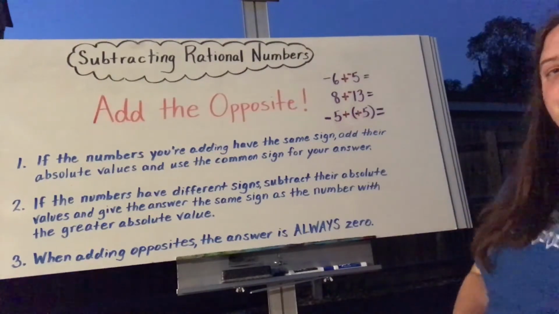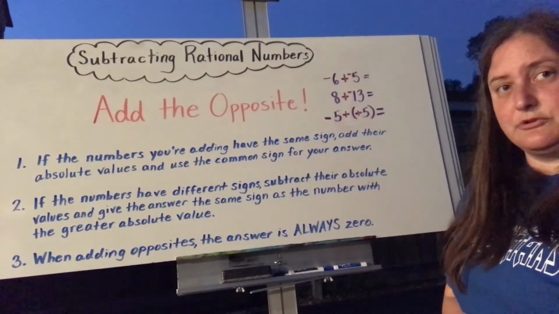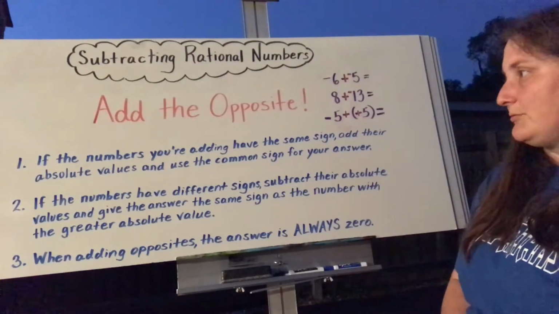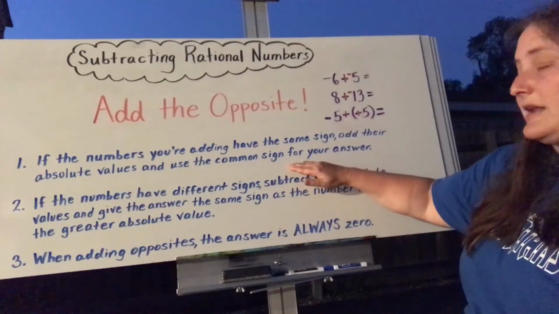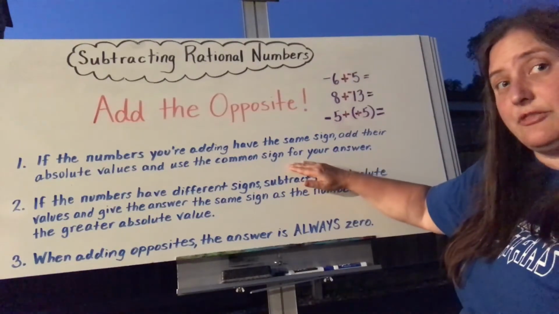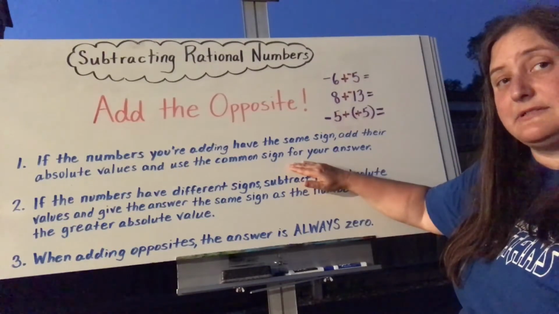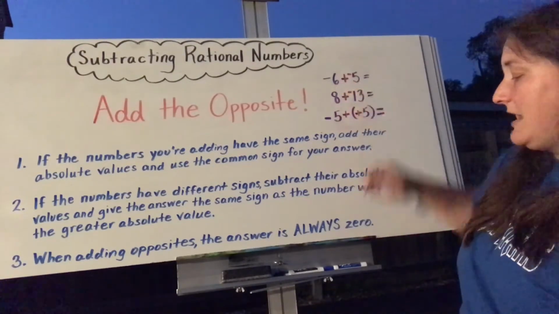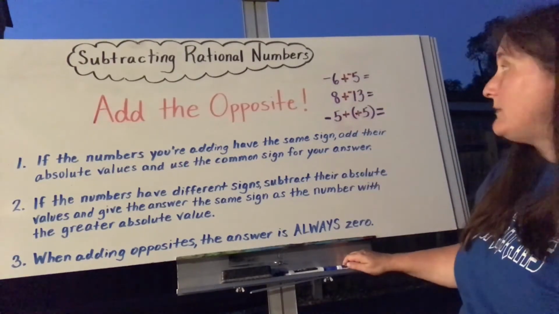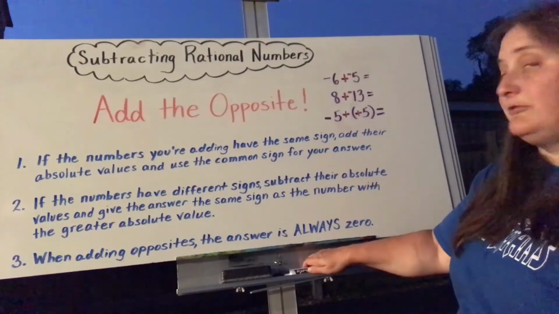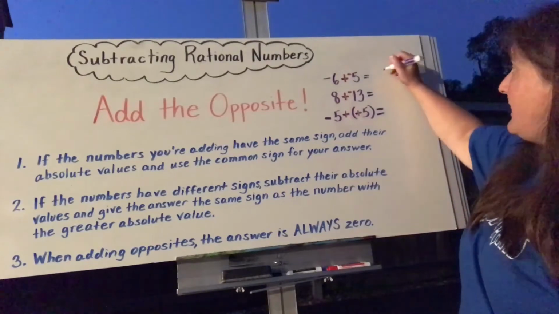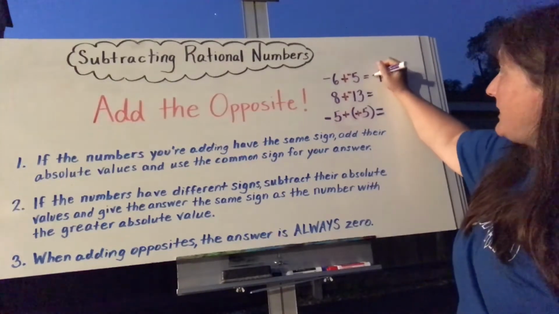Once I have changed all of my subtraction problems into addition, I'm going to follow my addition rules. So the first addition rule was if the numbers we're adding have the same sign, we're just going to add their absolute values and use that common sign for our answer. So here, -6 and -5 have the same sign. I'm going to add their absolute values. 6 and 5 is 11. And I'm going to use that common sign, the negative, with my answer.